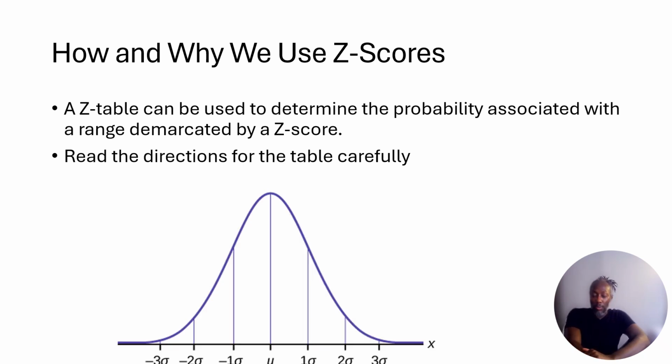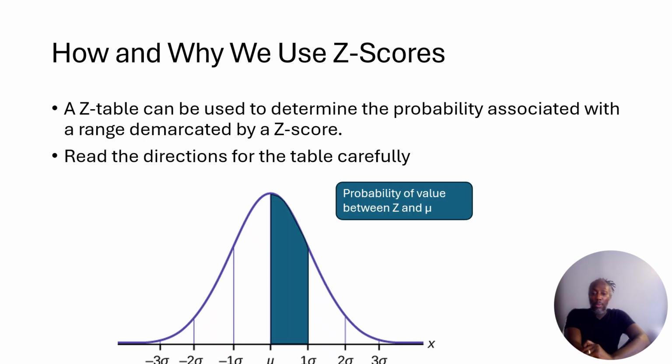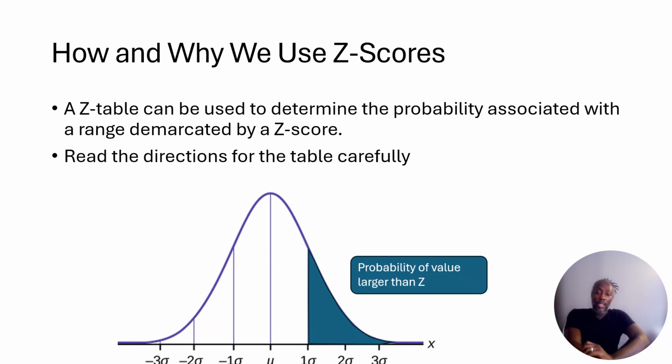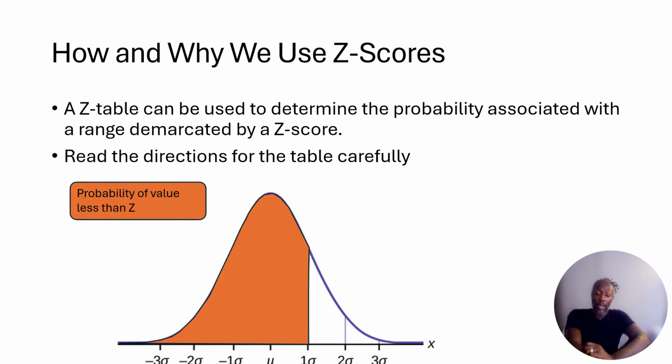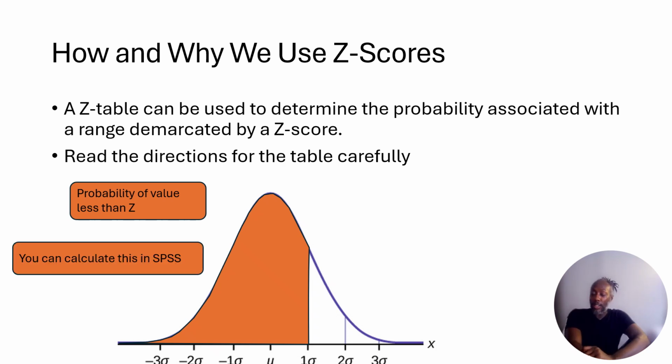You have your z distribution. Again, your mean is 0, the standard deviation is 1. So you calculate a z-score. And then you go to that table, and the table can tell you a couple different things. Depending on the table, that table may give you a value that tells you the probability of finding a value between the z-score you calculated and the mean of that distribution. Other tables might tell you the probability of finding any value larger than the z you calculated. Yet others may tell you the probability of finding a value that is less than the z you calculated. This is also something that you can calculate in SPSS.